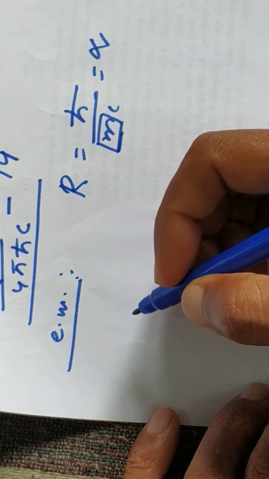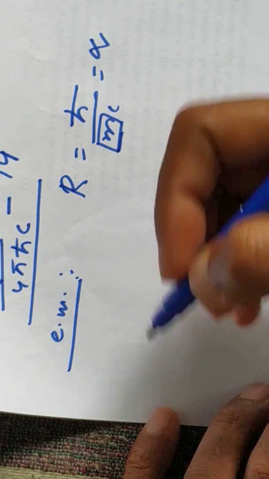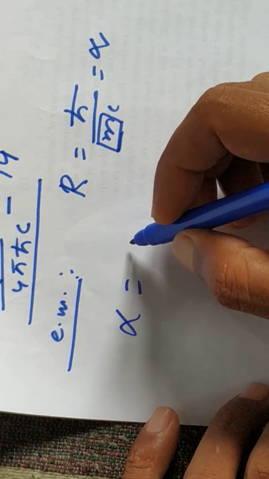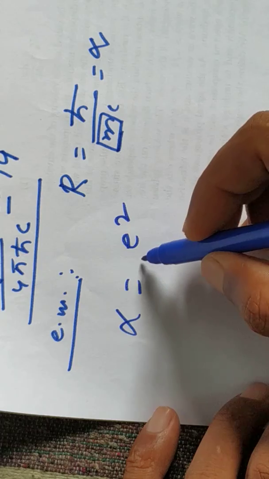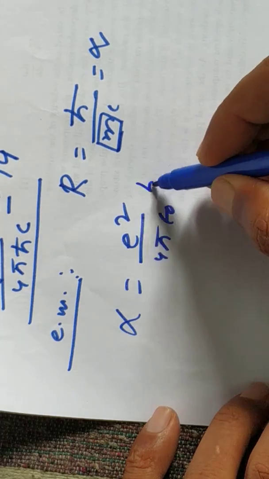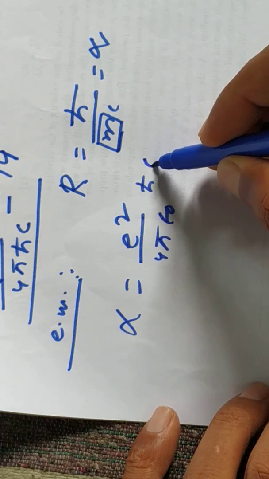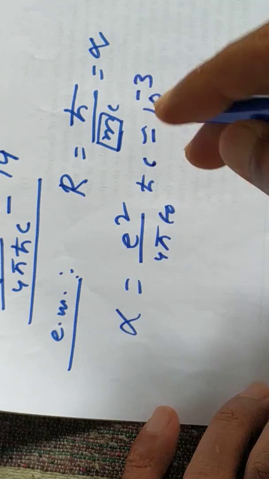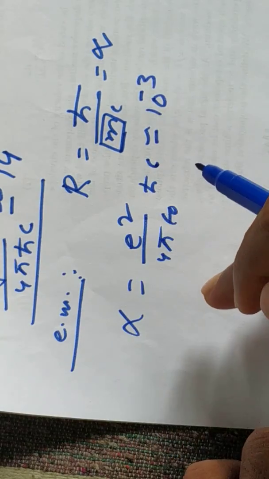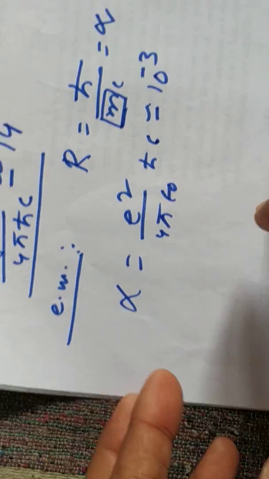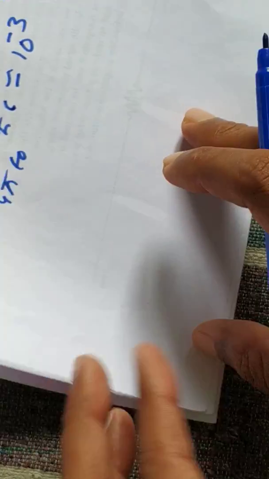The strength of the electromagnetic interaction is given by the dimensionless coupling constant alpha equal to e square by 4 pi epsilon naught h cut c, and it is of the order of 10 to the power minus 3. It is due to the exchange of photons.